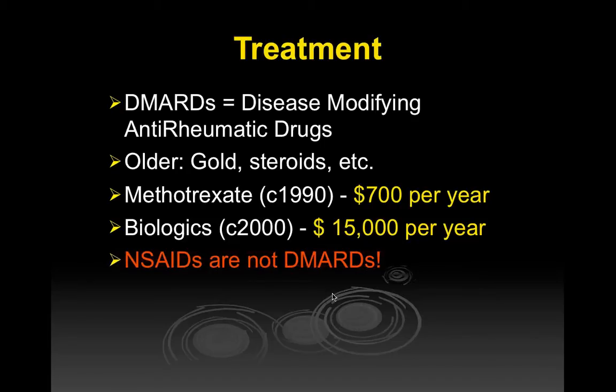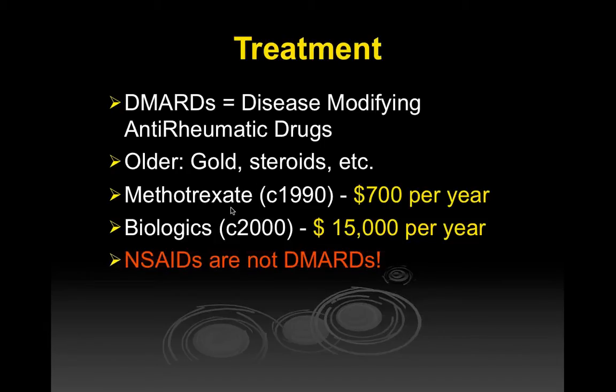Now we actually have treatment that's effective, so we really shouldn't see that anymore. But there are issues. The older treatments are gold and steroids. Steroids can be effective at stopping the disease temporarily, but the side effects are kind of horrendous. So it's not a very valuable treatment, because if you give enough steroids to be effective in rheumatoid arthritis, then you have all kinds of other complications that we're all aware of.